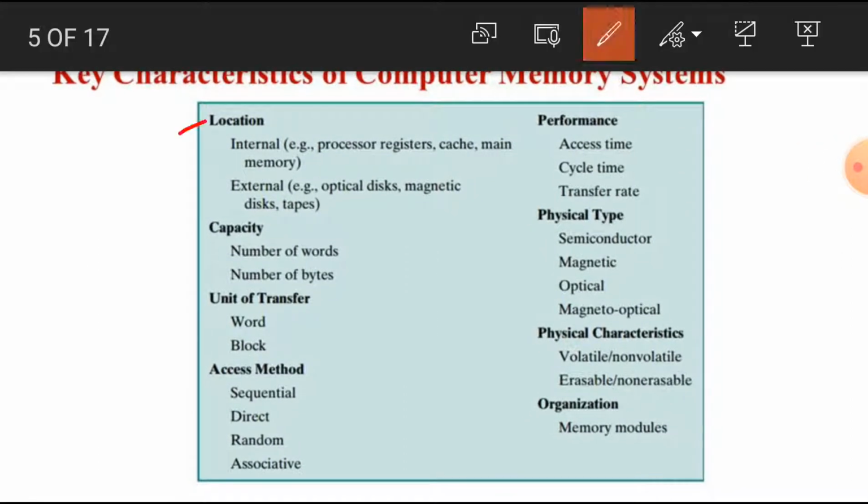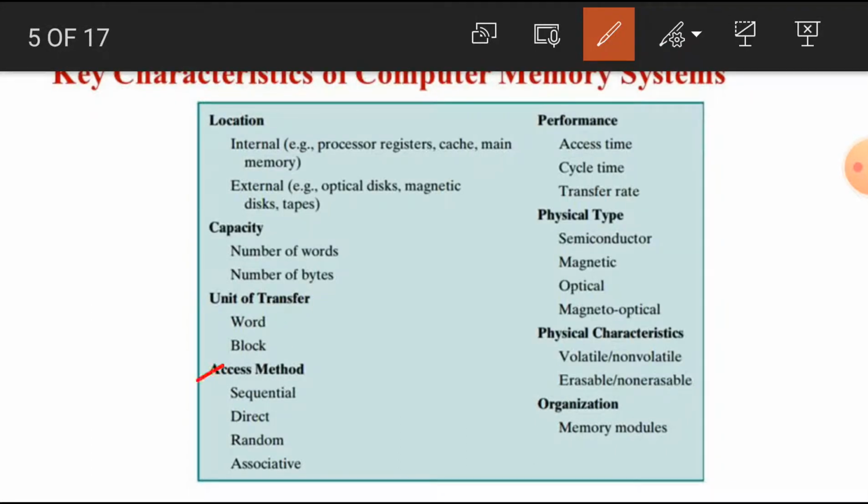The first one is location. Depending upon the location, the characteristics are differentiated as internal or external. The example of internal is processor registers, cache, main memory, and the example of external is optical disc, magnetic disc, and tapes, etc. The next one is capacity. It has two types, the number of words and number of bytes. The next one is unit of transfer. It also has two types, word transfer and block transfer.